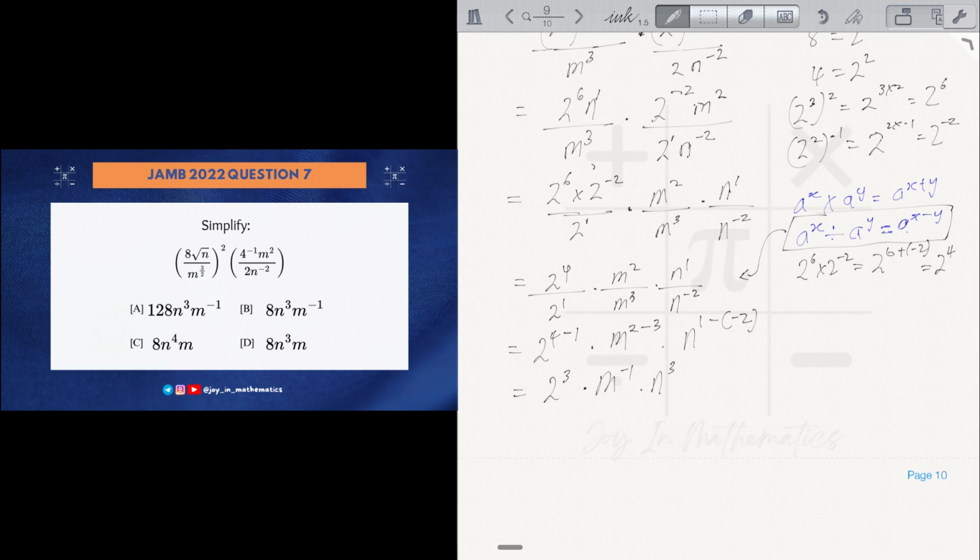So with this, we have an answer. 2 raised to the power of 3 is 8. So we have 8 n raised to the power of 3 m raised to the power of minus 1, which equates to option B.